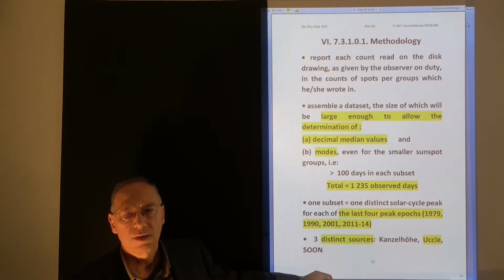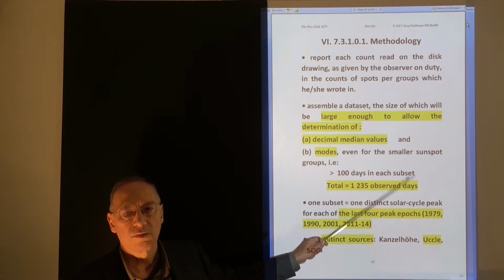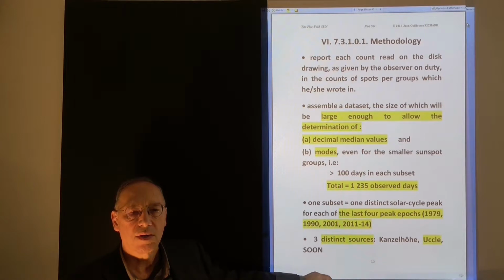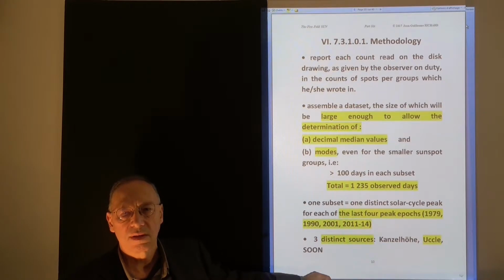From such disk drawings, we try to assemble a large data set, large enough to allow for the determination of two quantities. First of all, median values, which may include a decimal point. This is controversial as a definition for a median, not an integral value, but will be more precise. And secondly, the determination of modes even for very small sunspot groups which have few spots in them.